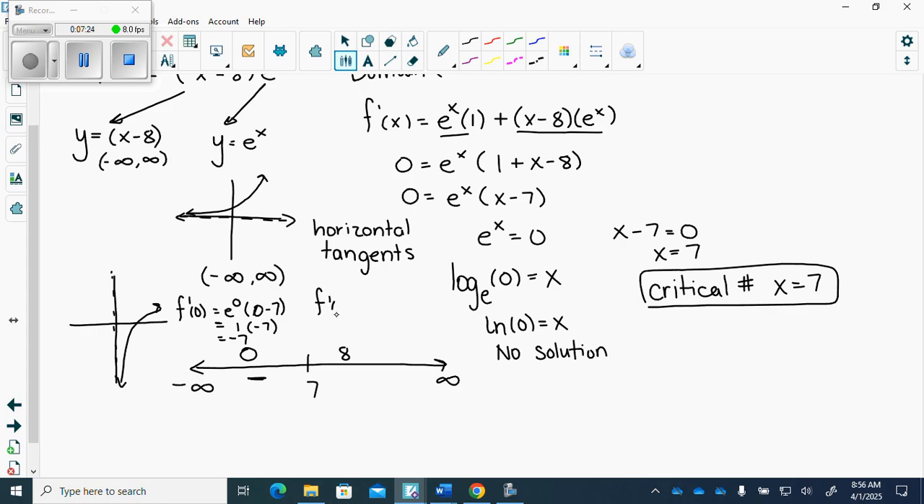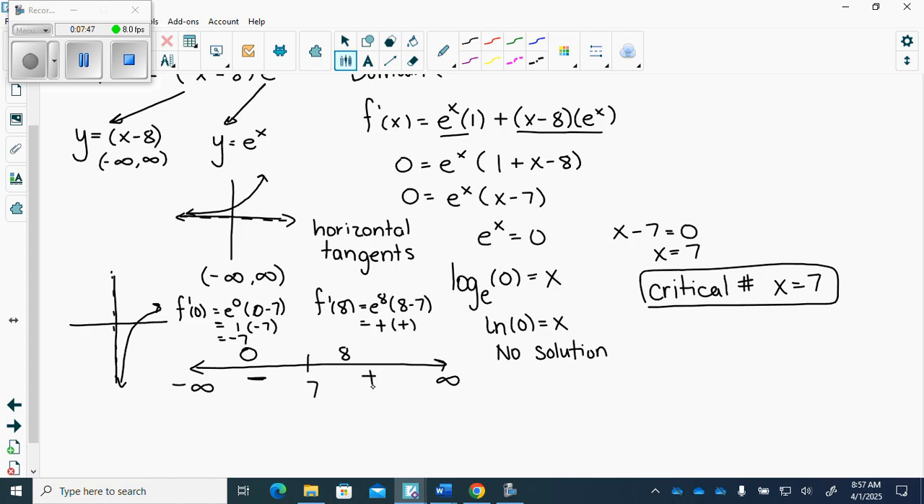Then I'm going to do 8. F prime of 8 equals e to the 8 times 8 minus 7. Now some people are like, this is in the non-calculator section. I can't do e to the 8. Well, e to the 8 is positive. That's all we care about. And 8 minus 7 is positive. What's positive times positive? Positive. That's it. Right? Like we don't need the actual value. So there's no reason to panic.